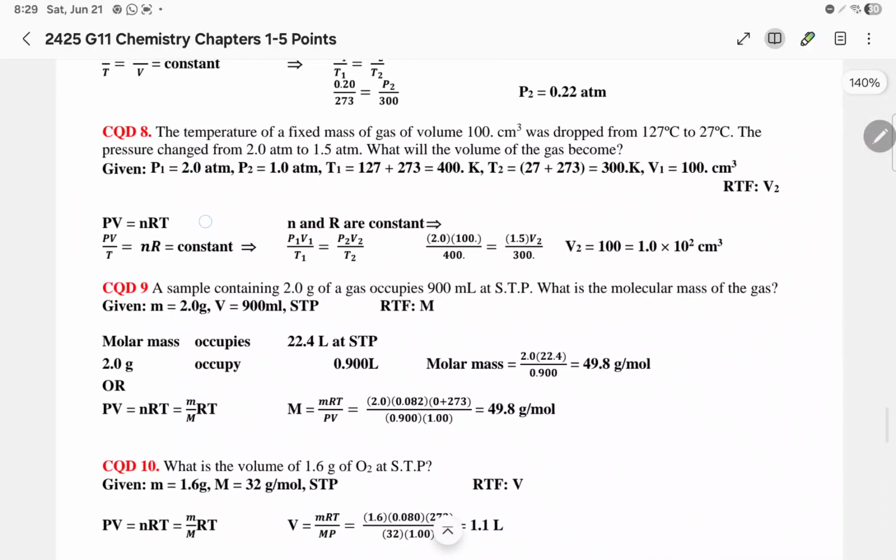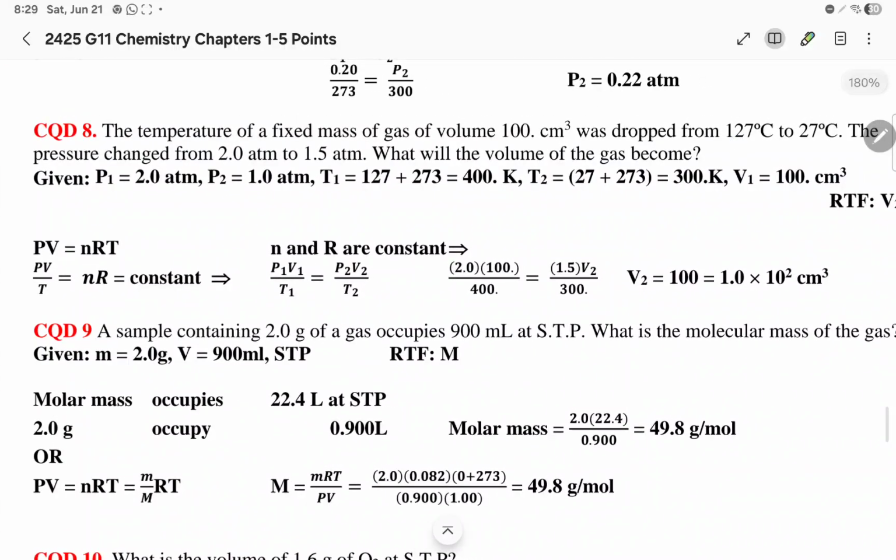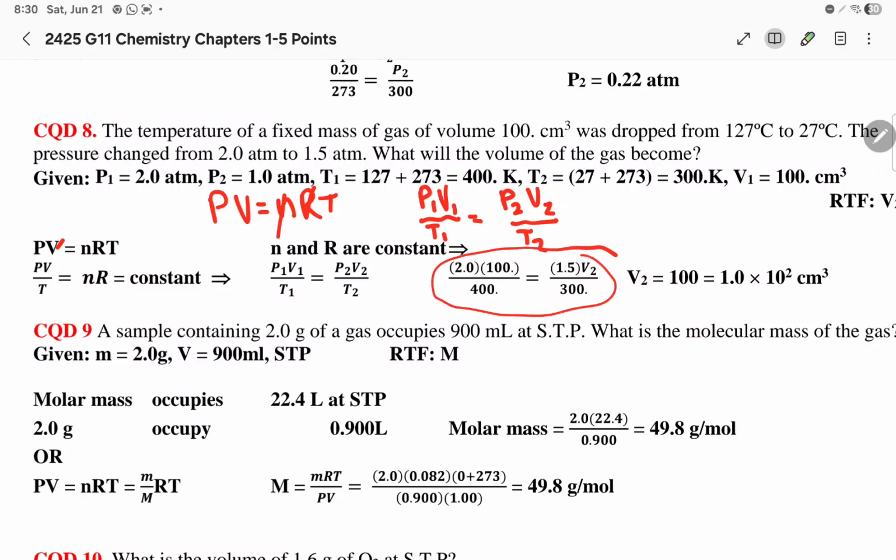So what do we not need here? You write down your equation. PV equals nRT. And you cancel what we don't need. We don't need n, we don't need R. You have PV over T. What does this mean? It means P1 V1 over T1 equals P2 V2 over T2. And again, you're just going to substitute all the values you have into your equation and get your answer. Like I said, I genuinely can't really explain because it's all solving.